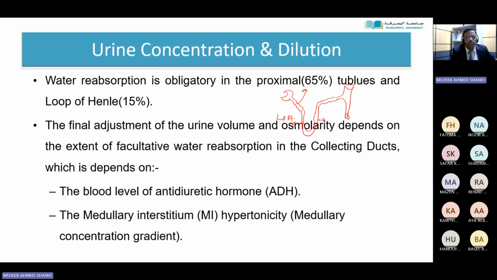Whereas what is the reabsorption here in the ascending limb? Nothing. It is not permeable to water. Whereas in the distal convoluted tubule and the collecting tubule, it all depends upon the presence of ADH hormone, antidiuretic hormone, which will be responsible for absorbing according to the amount of ADH present. So final adjustment of the urine volume and the osmolarity depends upon the extent of elective.